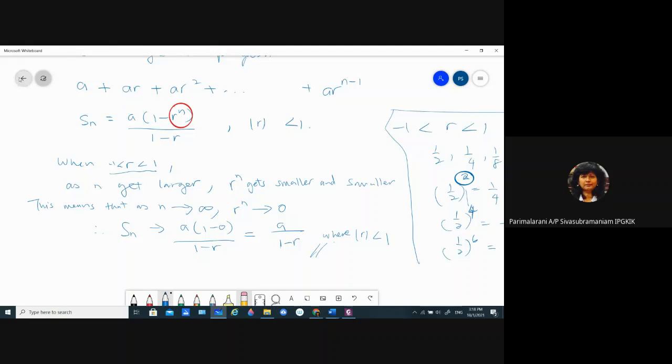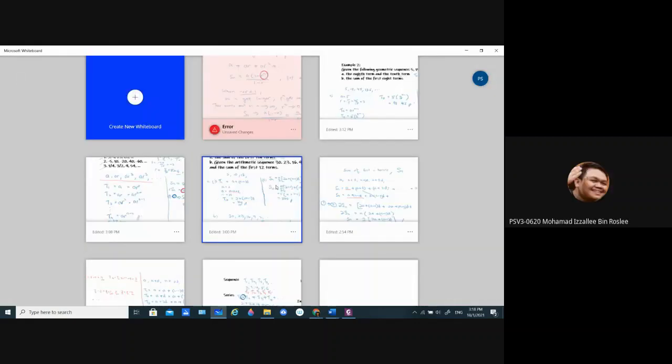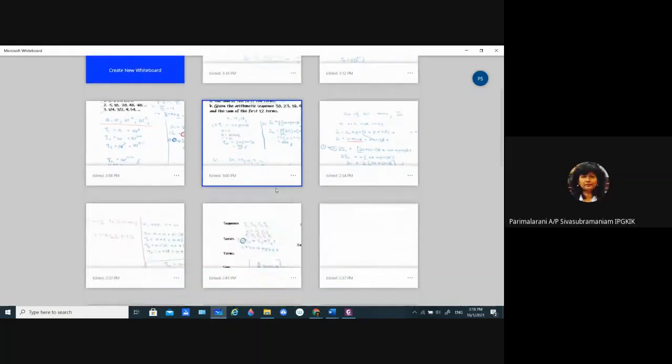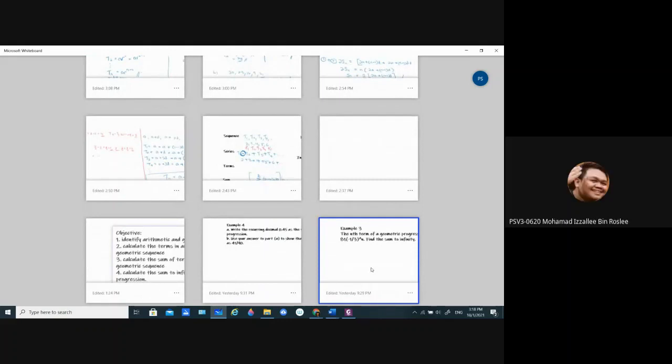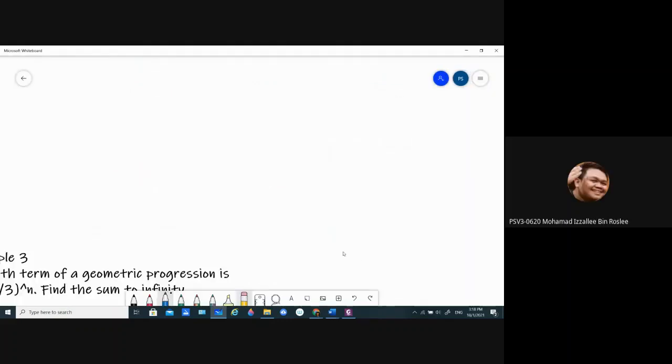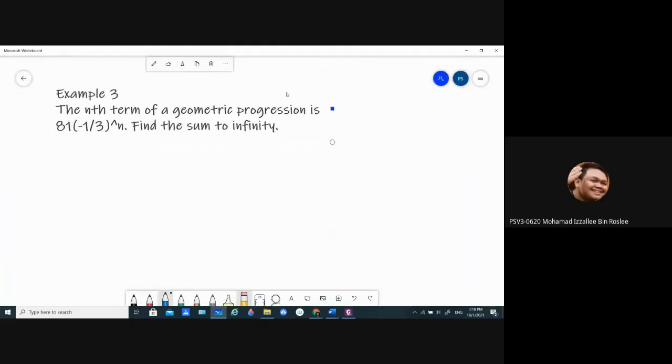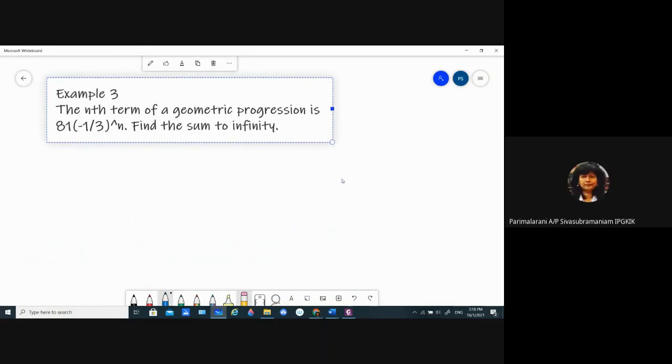Okay, let's look at an example. Here the examples are a little bit more tricky. Example 3: the nth term of a geometric progression is given as this. Find the sum to infinity.